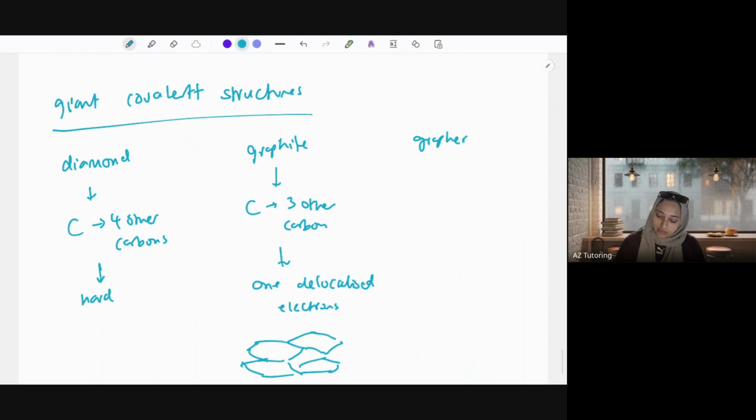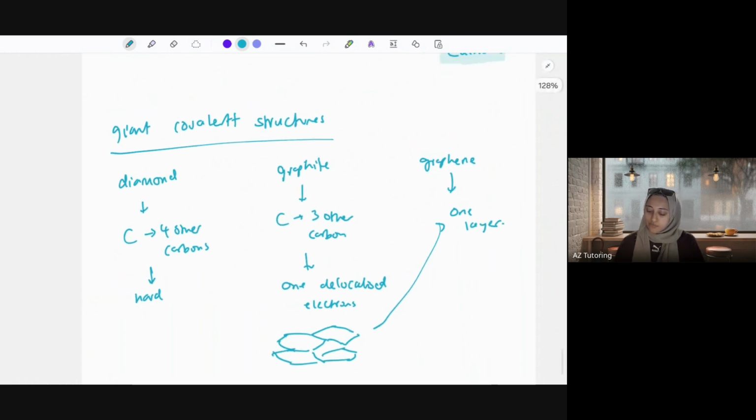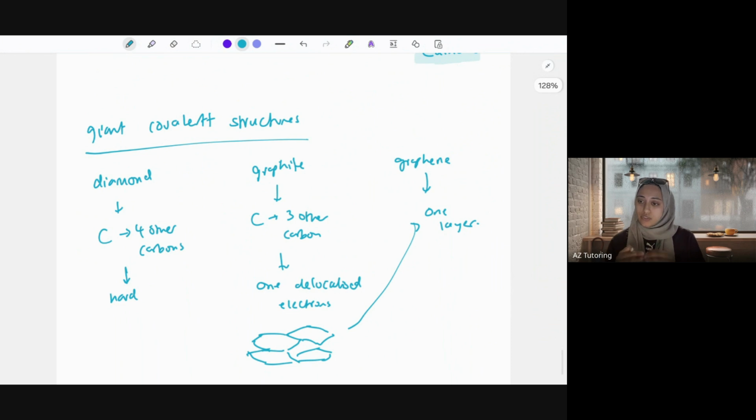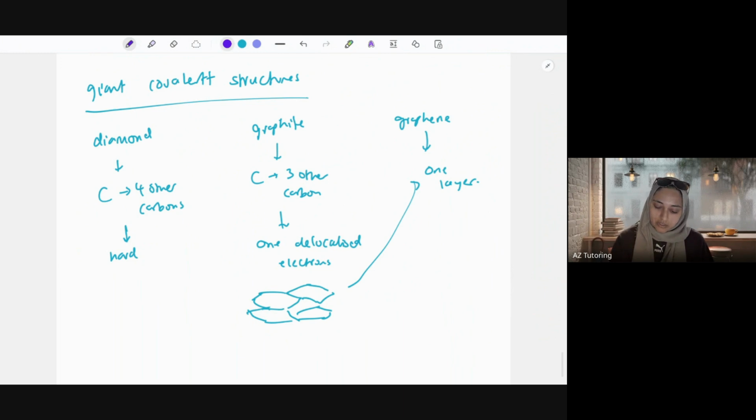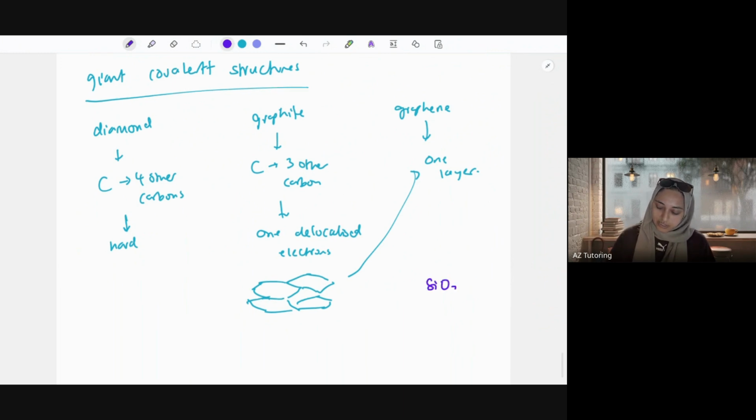Another one is graphene. Now graphene is just 1 layer pulled out. And the reason why graphene is pretty good, since graphite conducts electricity, so does graphene, and it's just 1 atom thick, so we can use it for electric boards and such. Another giant covalent structure is silicon dioxide. Sometimes they call it silica, not spelled like that.